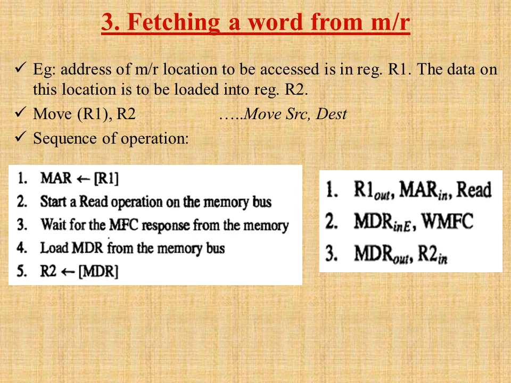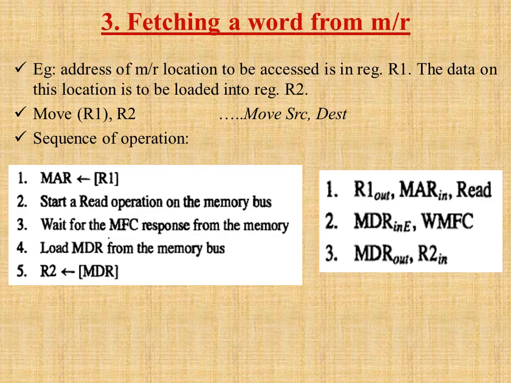Why? Because to transfer the address between the processor and memory, MAR is used. To transfer the data between the memory and the processor, MDR is used. So what is R1 containing? R1 is containing an address. So that address will be going to the MAR.